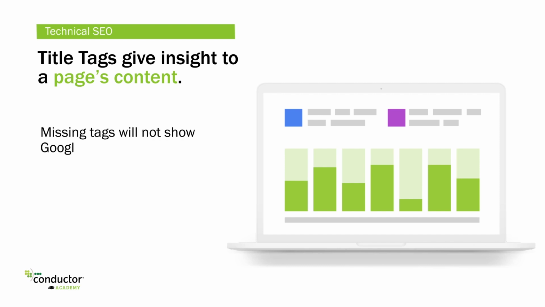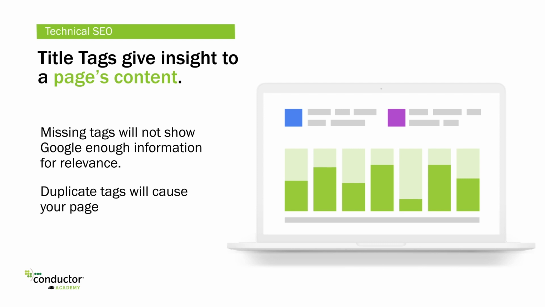If you are missing a title tag or have duplicate tags, it will confuse Google by either not showing enough information for Google to consider your page a relevant result, or if you have duplicate tags, Google will rank them against each other, causing your pages to compete with each other for rankings. Either way, it will negatively affect SEO efforts.